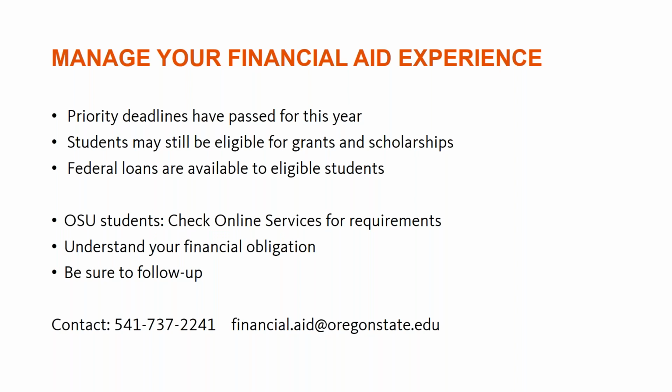At this point, the priority deadlines have passed for the current academic year of 2017-18. That doesn't mean that you can't apply and that we won't be able to award you financial aid, but keep that in mind. Federal loans are still available, grant funding, things like that. Please keep an eye on your student online services, your student portal, and your OSU student email, because that is where you will receive information and communication from our office. At the bottom, we have our phone number and our email address. We have one financial aid office on campus, and we serve all of the Corvallis campus, Cascades campus, and Ecampus students from that one location.